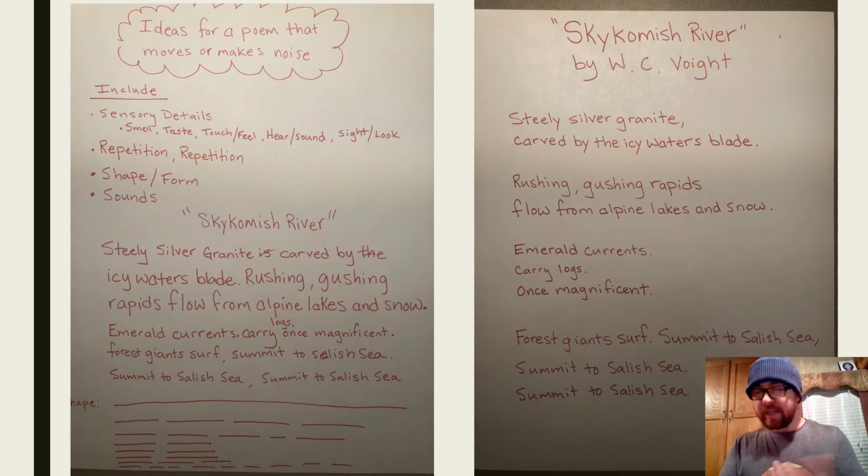So here's an example of what I wrote today. My ideas sheet is on the left, and I just wrote down things that I definitely wanted to include in my ideas list. So I made a list for myself. Sensory details, right? Smell, taste, touch, feel, hear, sound, sight, look. I know I need to include repetition. I need to keep in mind what's going to be the shape and the form of my poem. And sounds, onomatopoeia. How am I going to include that to bring my poem to life?